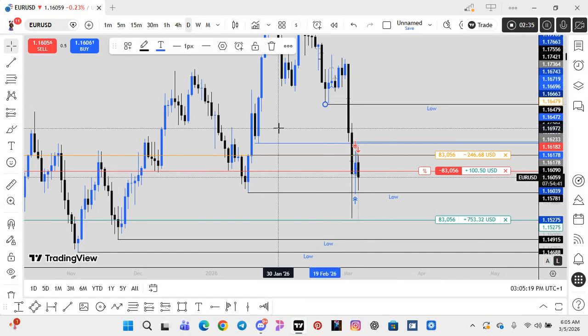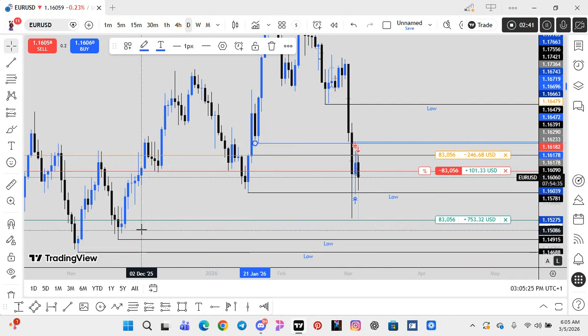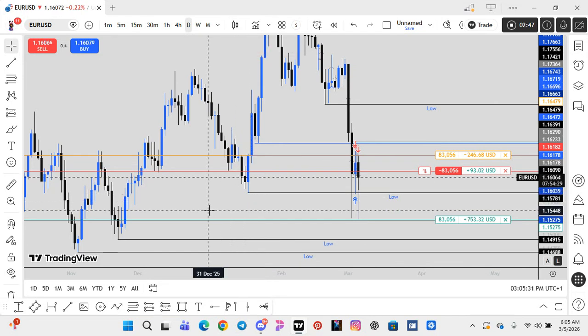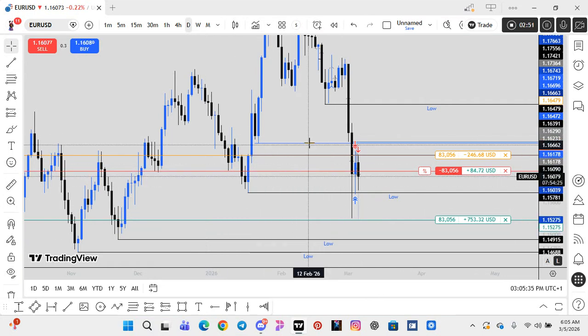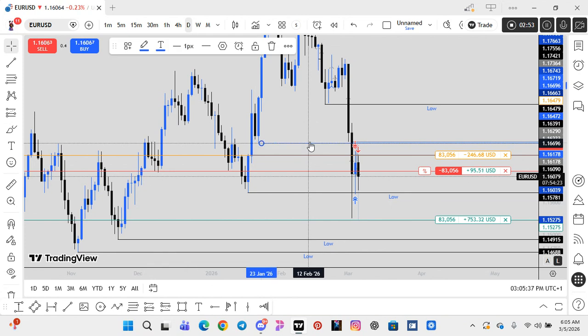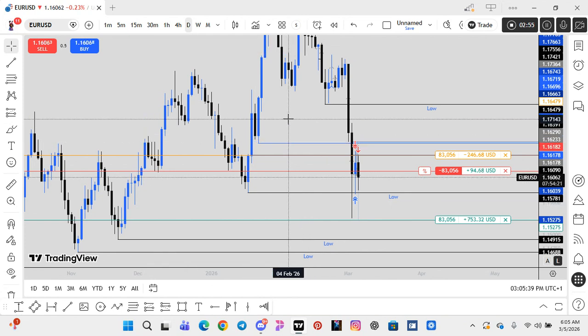This level at 16479, this at 16696, and this one was also on 160. That was the range I called coming into this week, but all of that got traded into.